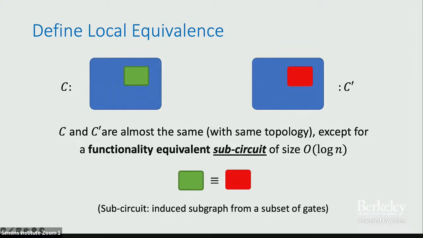So here, the subcircuit is defined as the induced subgraph of the entire circuit, because we can view the circuit as a directed acyclic graph. So the subcircuit is just the induced subgraph given a subset of gates. And these two subcircuits have the same position in C and C prime. Any question? The identification of the subcircuit is given. Yes, the position of this subgraph is given.